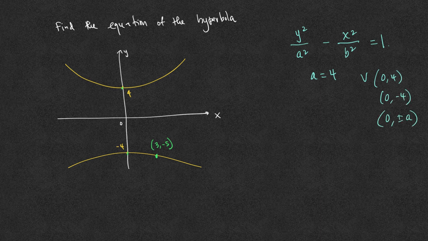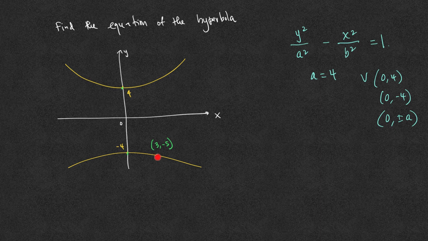(0, plus or minus a). A is 4 in this case. What remains to find is b, but we don't have the information of the foci. What we have is an extra point on the graph.